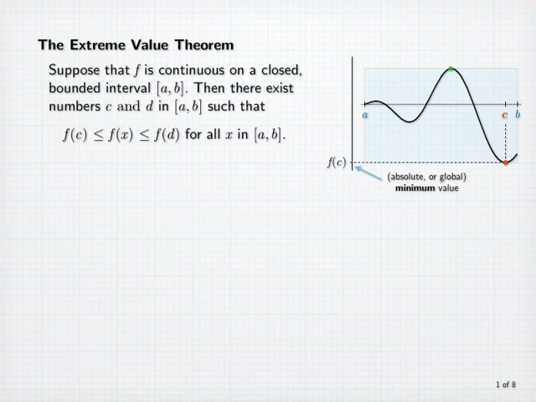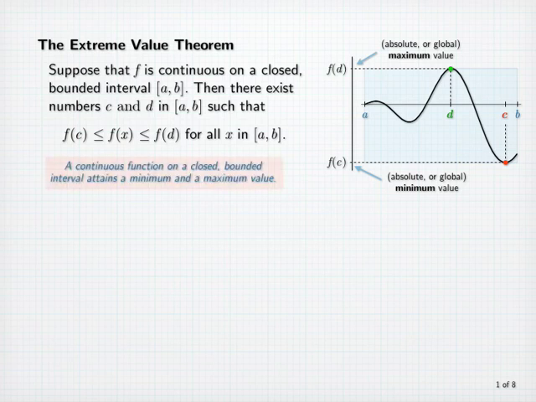Also notice that there's a function value corresponding to the highest point on the curve that occurs at a number d in the interval. The value f of d is the absolute or global maximum value of the function on the interval. This theorem is often stated as follows. A continuous function on a closed bounded interval attains a minimum and a maximum value.